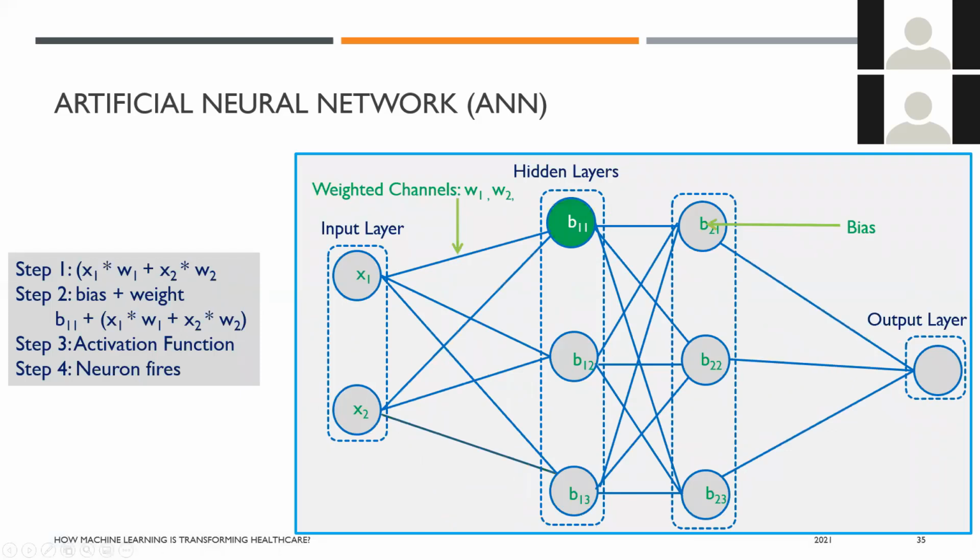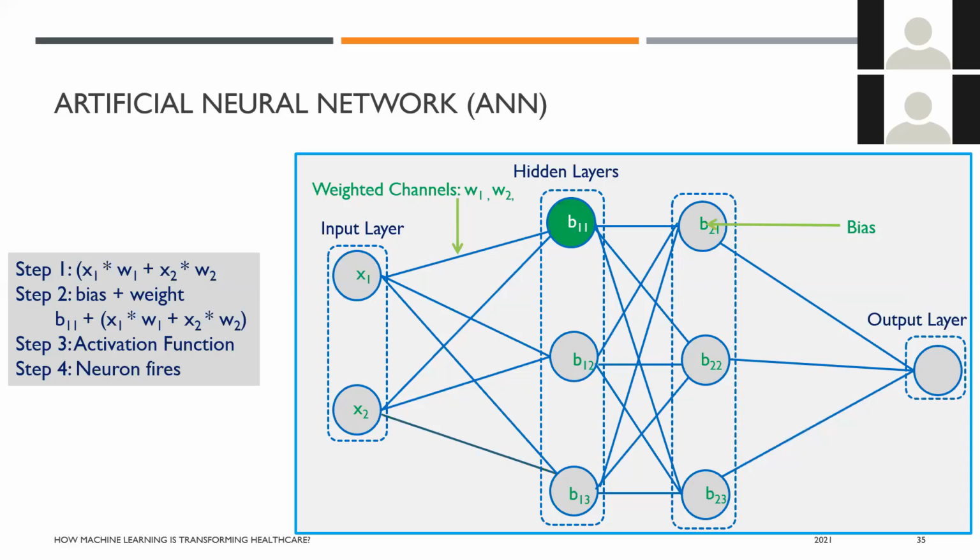Let's consider the green neuron as an example, this green neuron. The bias for this neuron is B11. This neuron needs to be activated to pass the output to the next layer. So there are 4 steps of this activation process.